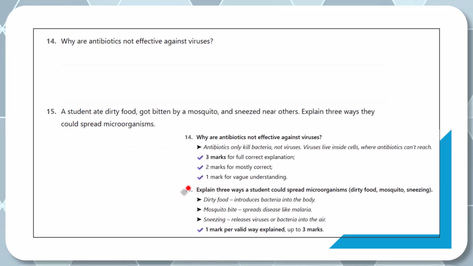Okay? Question 15. Explain 3 ways a student could spread microorganisms. Number 1, dirty food. When the food is dirty, it means it's already contaminated with bacteria. Also mosquito bites can spread disease like malaria. They transmit the pathogen from one person to the next person. And again, sneezing will release viruses or bacteria into the air. When you cough, they spread all over. Okay, so this is it.